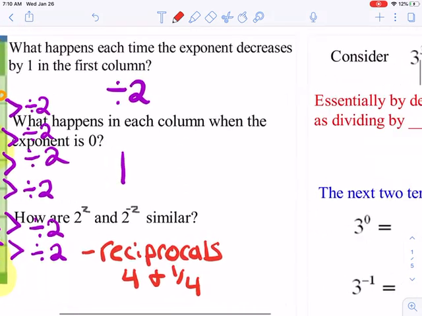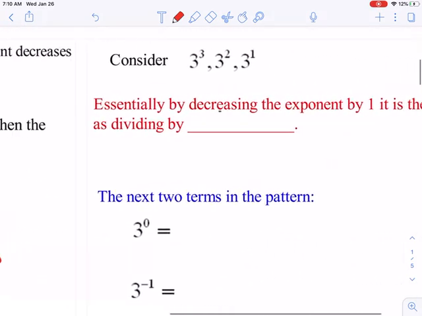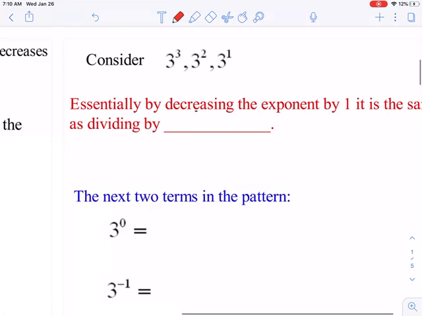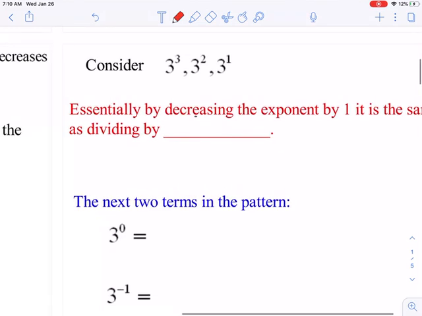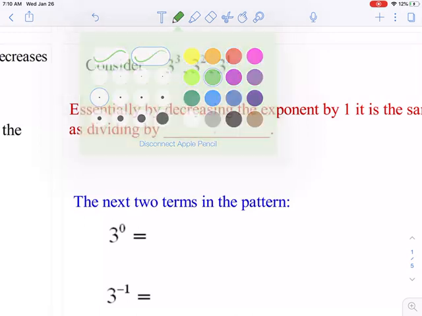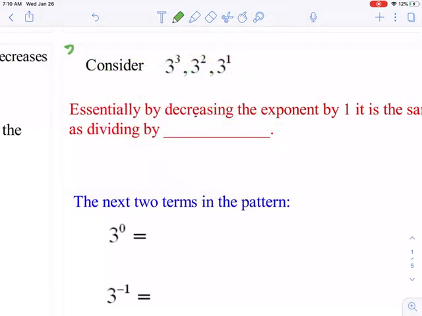So let's do another one where we look at patterns. It says consider 3 to the 3rd, 3 to the 2nd, 3 to the 1st. So let's think about what these values are. 3 to the 3rd is 3 times 3 times 3. Well, 3 times 3 is 9, times 3 is 27, so 3 to the 3rd is 27. 3 to the 2nd is 9.